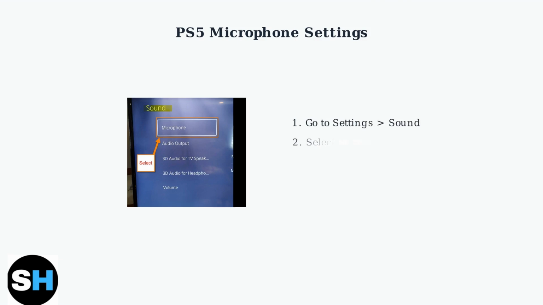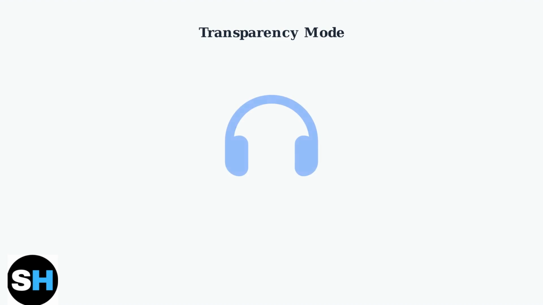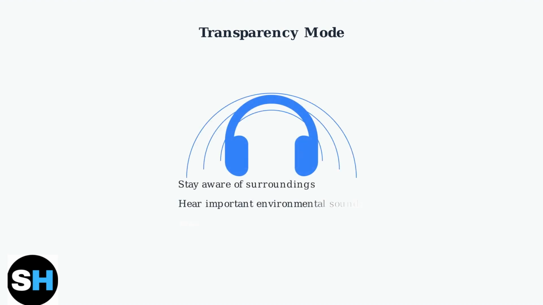On your PS5, navigate to the sound settings to configure microphone options. Ensure your microphone input level is properly set and test the audio to confirm clear communication. Transparency mode on the base station allows external sounds to pass through, keeping you aware of your surroundings while gaming. This is especially useful for staying alert to important sounds in your environment.